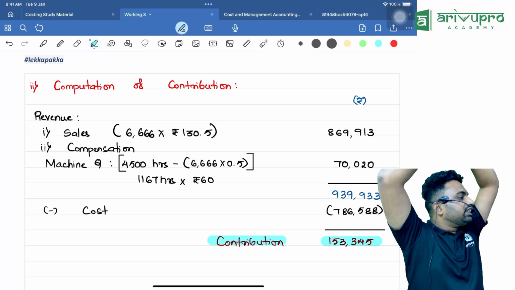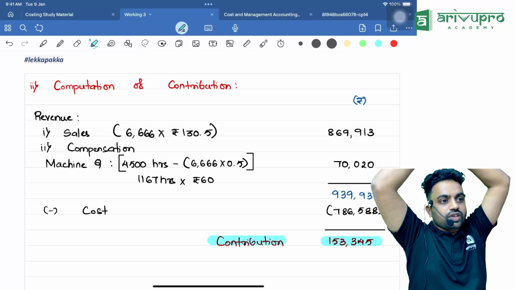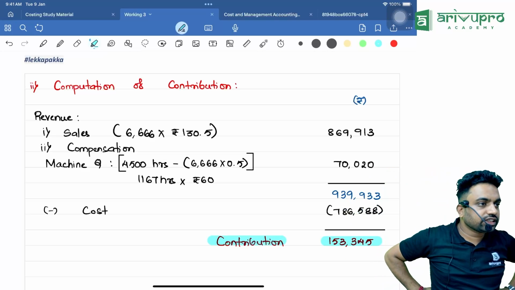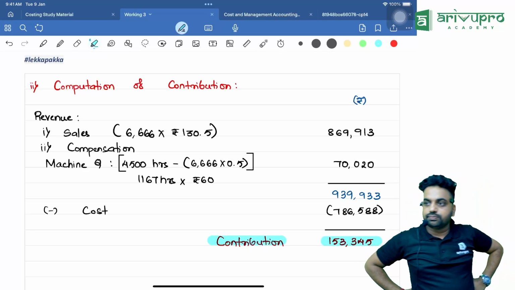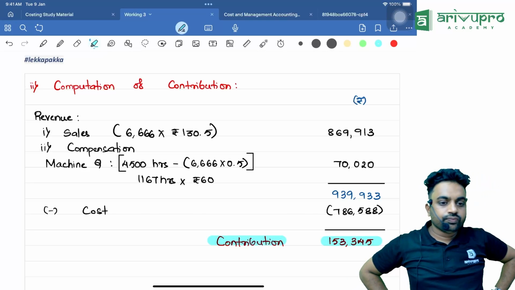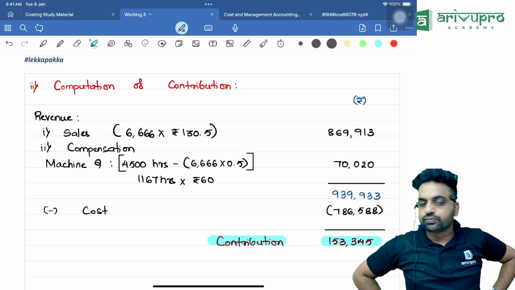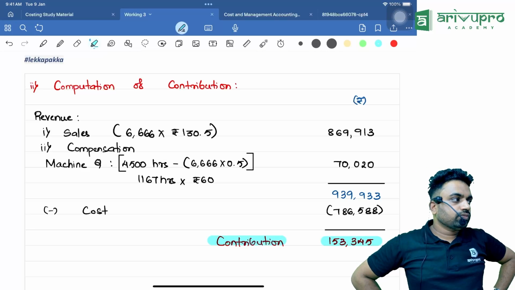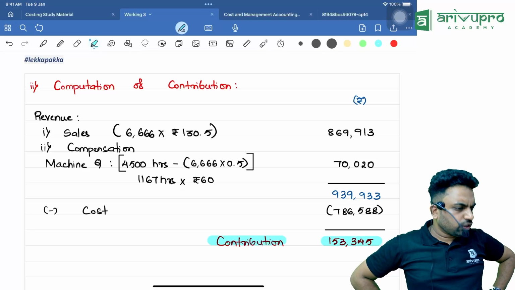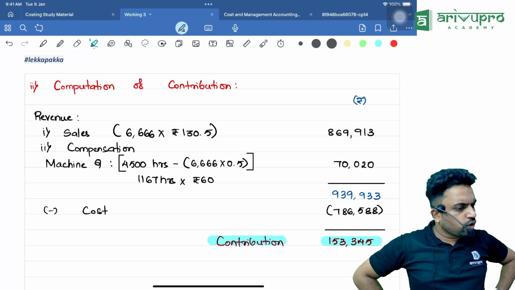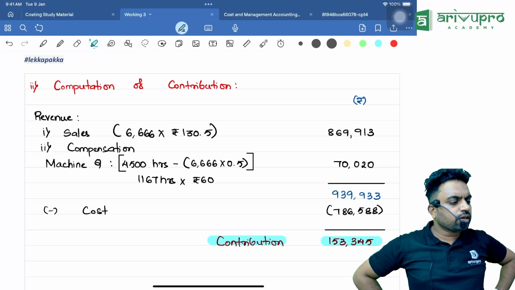Anyone, any doubt in this? No doubts? That was the last illustration, no? I hope all the illustrations are done then. Practical problems, how many are remaining?